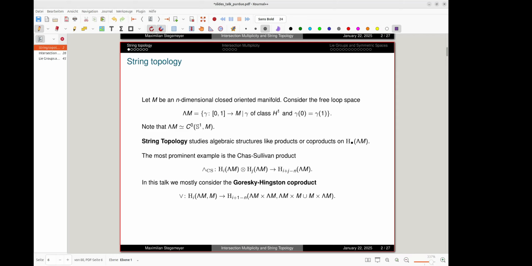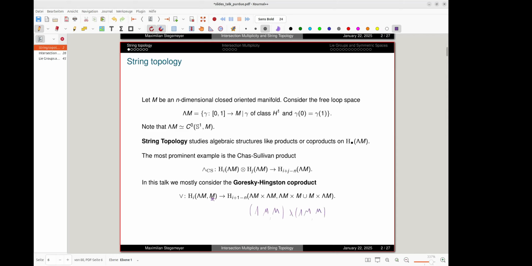So this is a map in homology from this relative homology. Here the M sits inside the free loop space as the constant loops. It's a map in homology which goes to this kind of weird relative part here. But actually, if you look closely, it's the homology of the product of the pairs Lambda M times M, the product of these topological pairs.